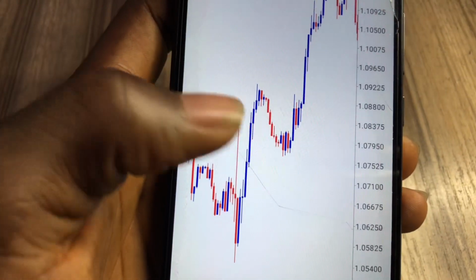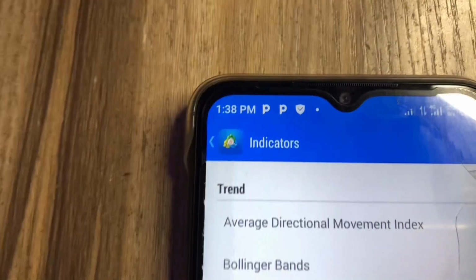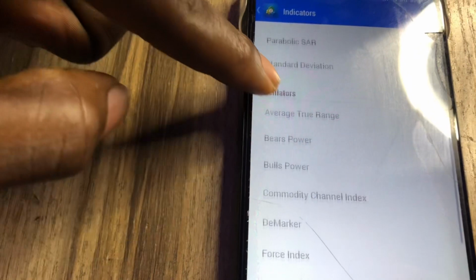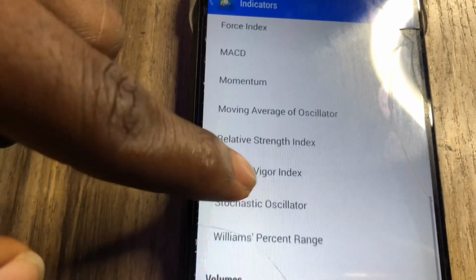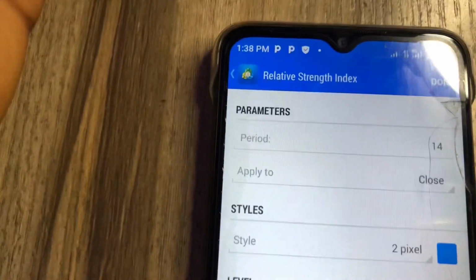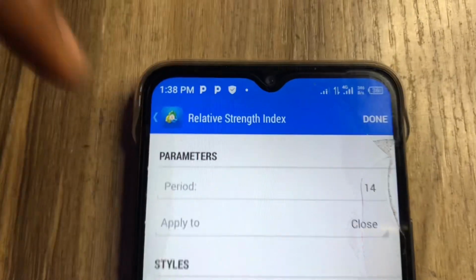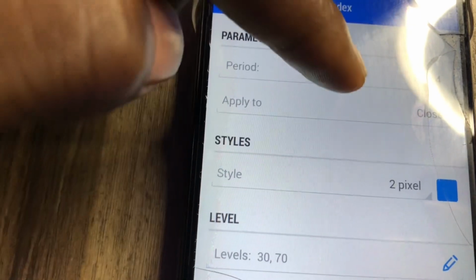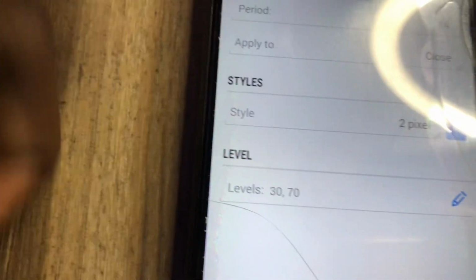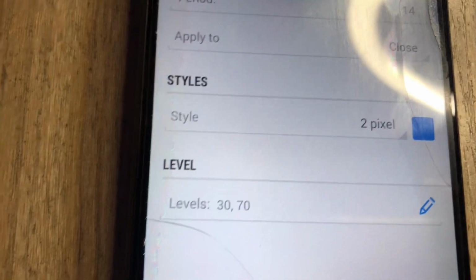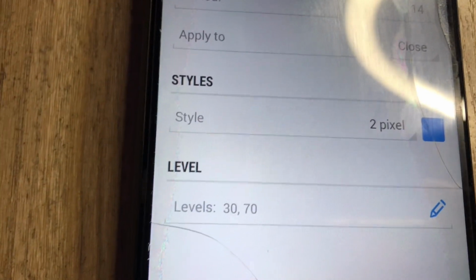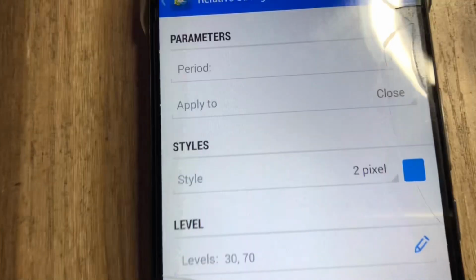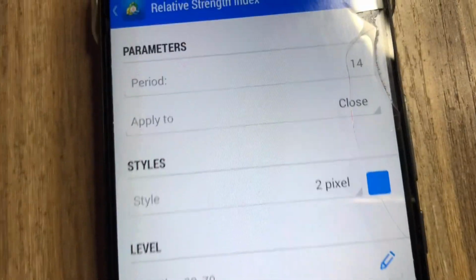Now, to make everything much easier for you, what you have to do is come to this indicator section, as you can see right here. Tap this F button and search for the relative strength index. The relative strength index settings are: the period has to be 14, apply to close, style you can keep as it is, then levels should be 30 and 70. So the two levels you are working with right here are 30 and 70. You don't need to touch any of these other things right here.